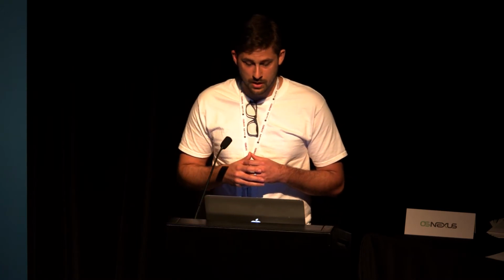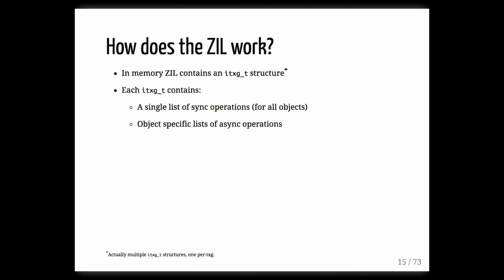So how does the ZIL accomplish this? Well, as I alluded to previously, the ZIL maintains an in-memory list of ITXs that have occurred, but haven't yet been written to disk. This list is maintained via the ITXG structure in the ZIL, and each ITXG structure contains the following: a single list of all sync operations that have occurred for all objects in the dataset, plus per object list of async operations for each object modified.